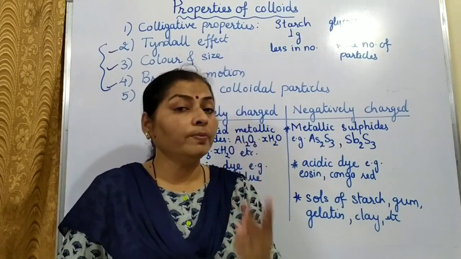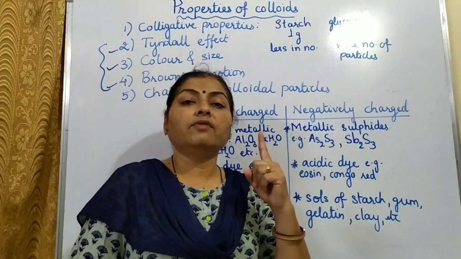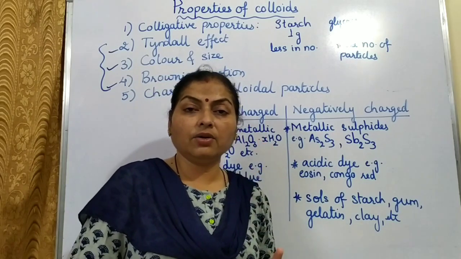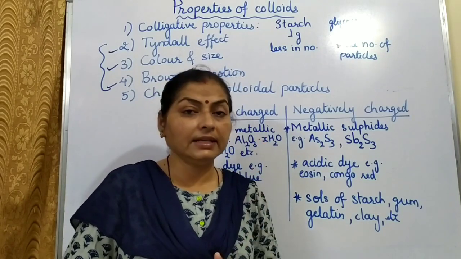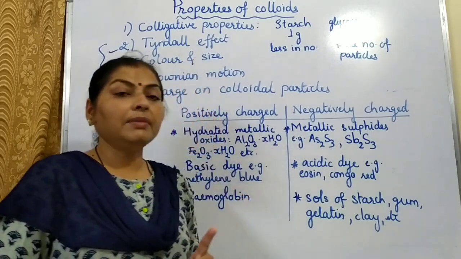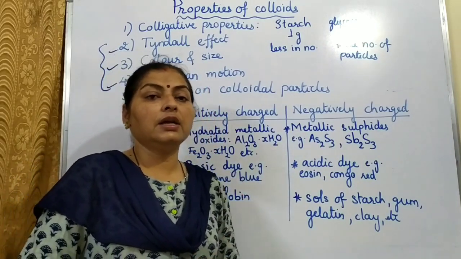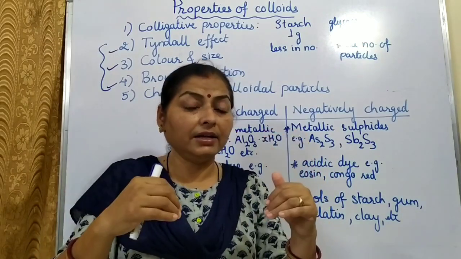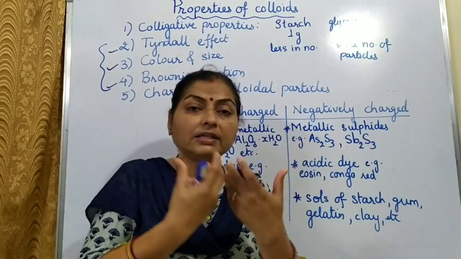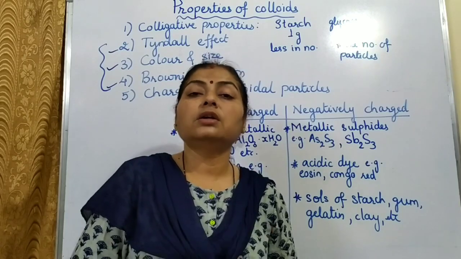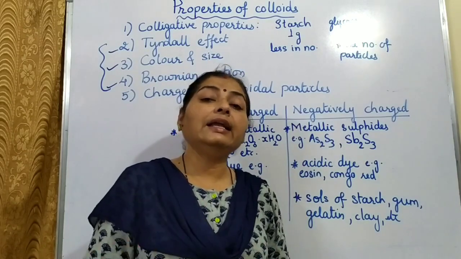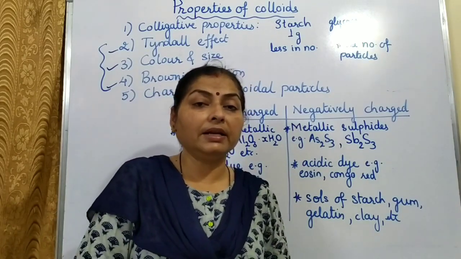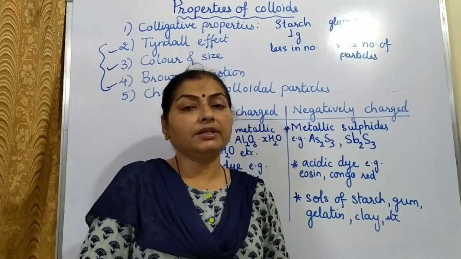We have seen two methods of preparation of colloid. One is Bredig's arc method, or we will call it the electrical disintegration method, and the second method was peptization method. Now in Bredig's arc method, when the electrodes get melted, they form small particles and they are forming a colloidal sol. So in this process, electrons may get adsorbed on the particles and the particles may get charged.